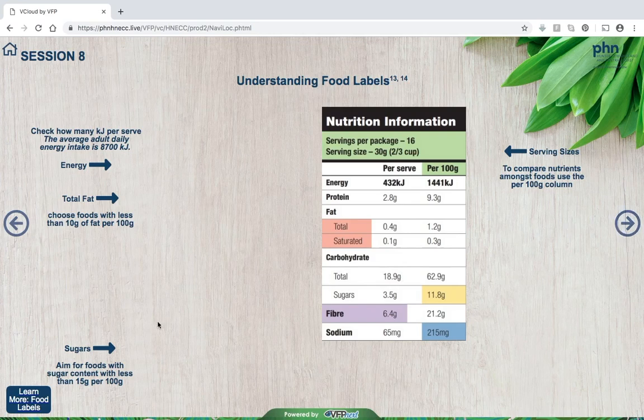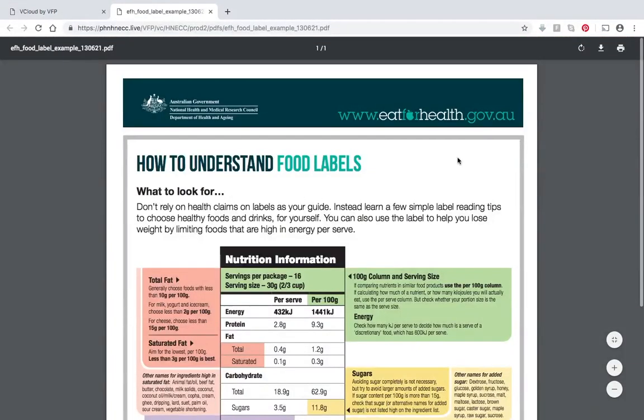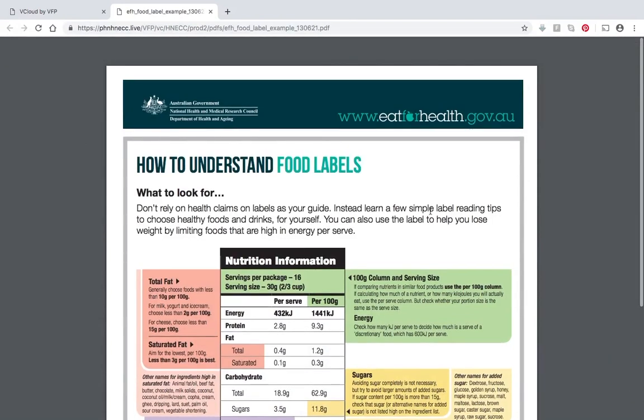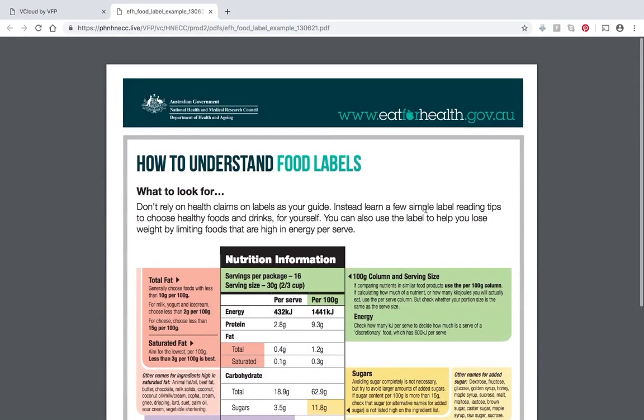Down the bottom in the corner, we also have some more information about food labels, and it's from an evidence-based, government-based website with some other information that you could either go through with your patient, or you could just leave your patient to browse through and understand and then ask questions later.